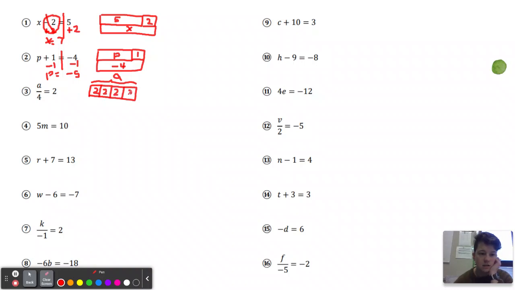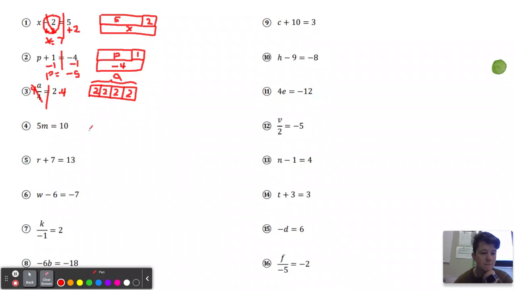And I can see here that I've got 4 pieces all added up. That gets me 8. I can double check it. Is 8 divided by 4 equal to 2? Yes. Can I also use inverse operations? Yes. A is being divided by 4. Multiply both sides by 4. 4 over 4 is 1, so I'm left with 1a on the left-hand side, and 2 times 4 is 8 on the right-hand side.